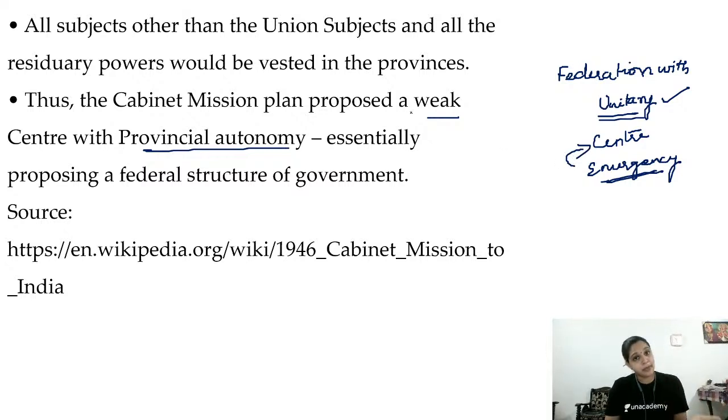But what the cabinet mission advised was that they wanted the residuary power to be within the provinces, and they wanted all the subjects except the union subjects to be in the provinces. The provinces were very strong and the center was very weak. So this is the important concept. You can just go and see it in the cabinet mission to India.